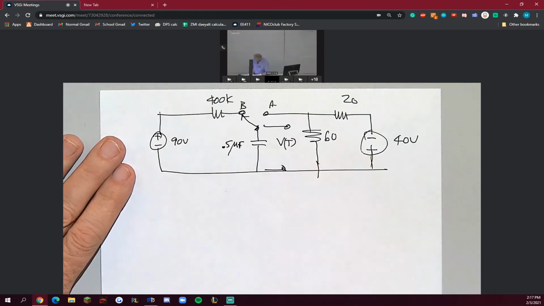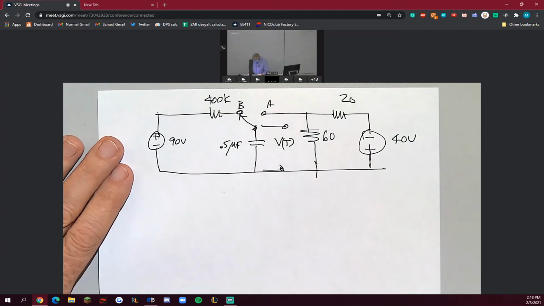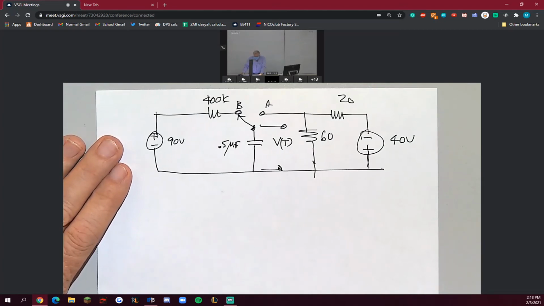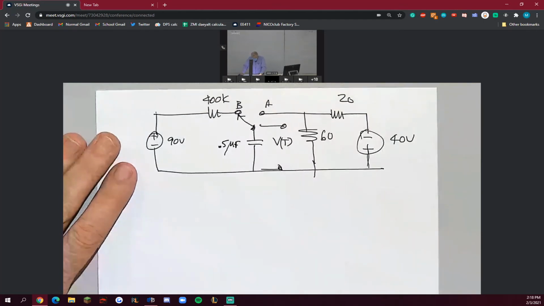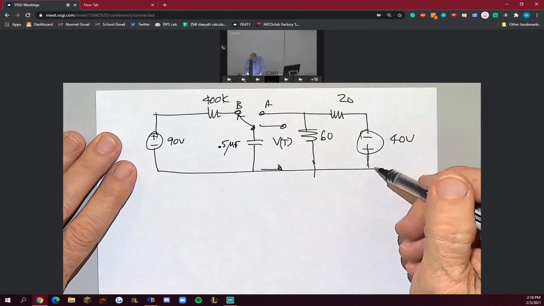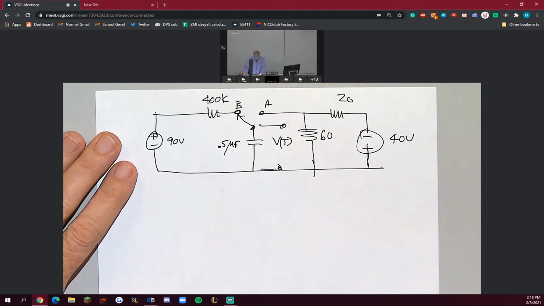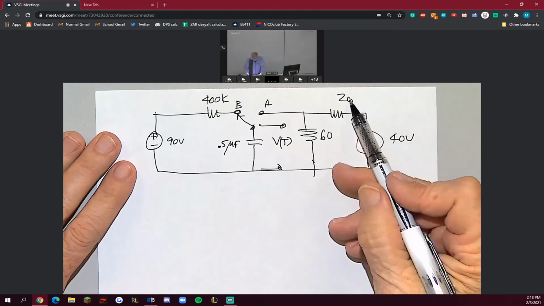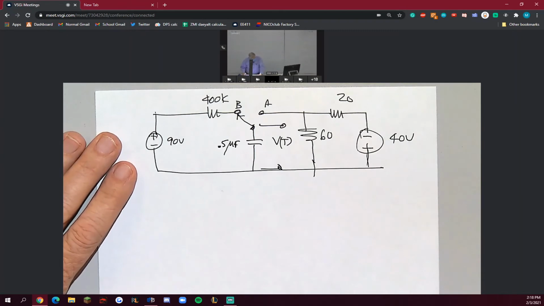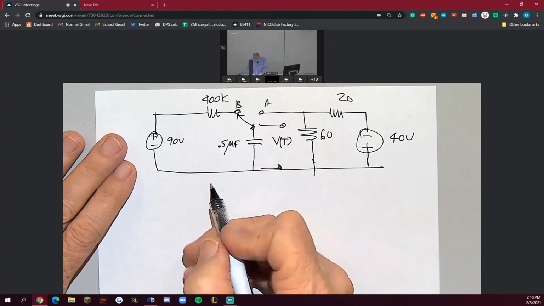Okay, we've got a 90 volt source over on the far left, 400K in series with it, connected to a half microfarad capacitor. And the other side, when you flip the switch the other way, we've got a 40 volt source where plus is going down, not like we would normally assume up, and 20 ohms and 60 ohms. And the switch flips to B at T0.